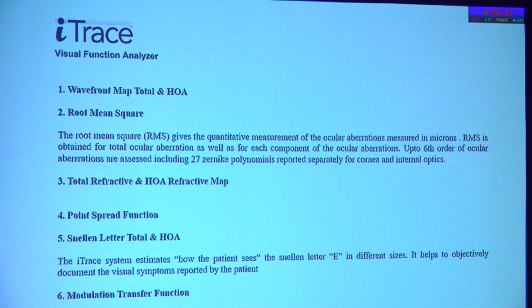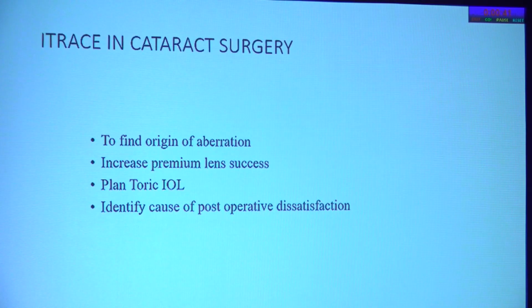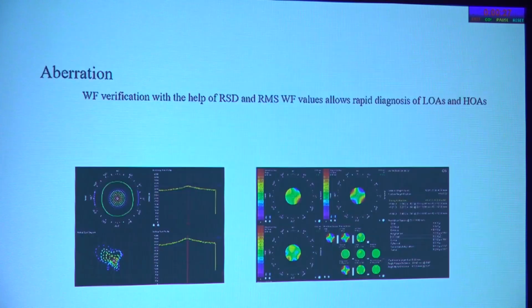So there are multiple parameters that could be checked with this. Basically, iTrace works well for cataract surgery. It helps us to find the origin of aberration in an eye. It increases premium lens success, helps in planning the toric IOL. It identifies the cause of post-operative dissatisfaction for the patient.